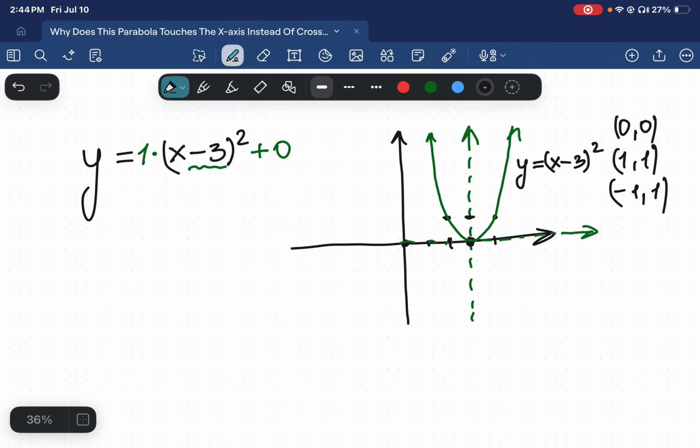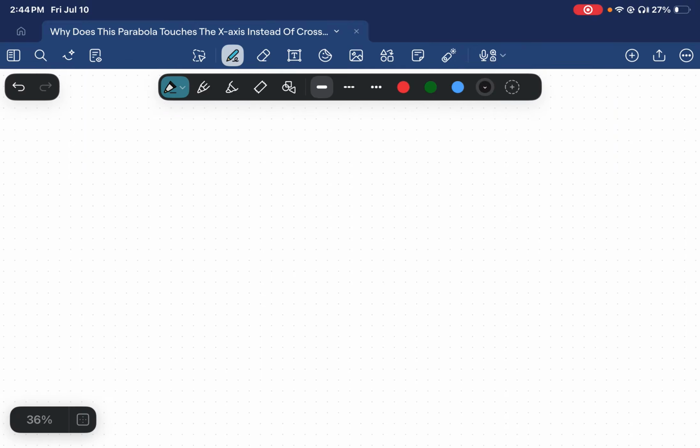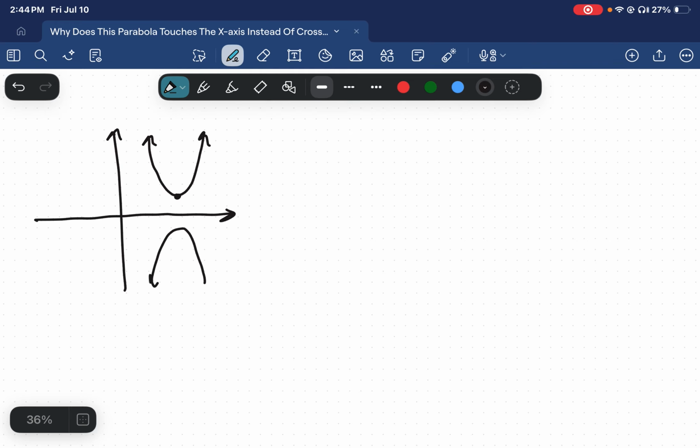By the way, with parabolas there are only 3 cases. Now watch. The first one is when the vertex of the upward opening parabola is above the x-axis, like this, or the vertex of the downward opening parabola is below the x-axis, like this. In this case, these parabolas will never cross the x-axis, and we will have 0 roots, or 0 x-intercepts.